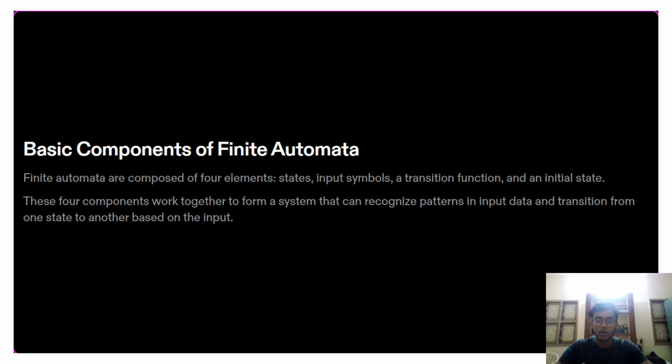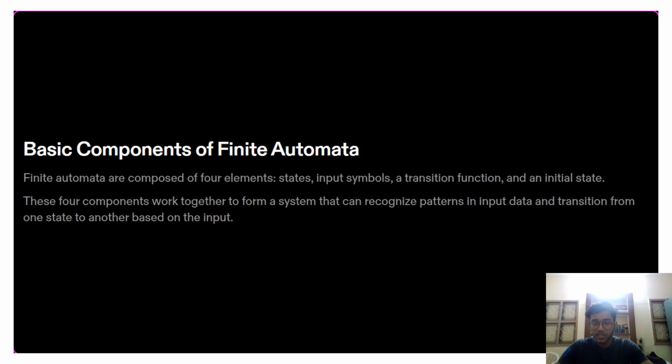Basic components of finite automata. The fundamental components of finite automata include states, transitions, and input symbols. A state is a condition or mode of a system that can change in response to the input symbols. Transitions are the links between states that show the possible changes in the system. Input symbols are the alphabet of strings that can trigger transitions between states.